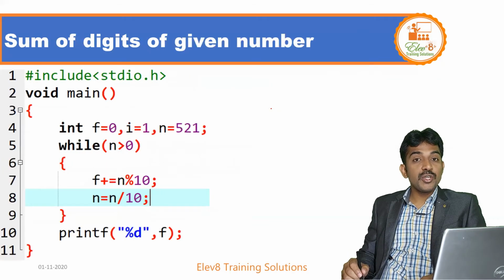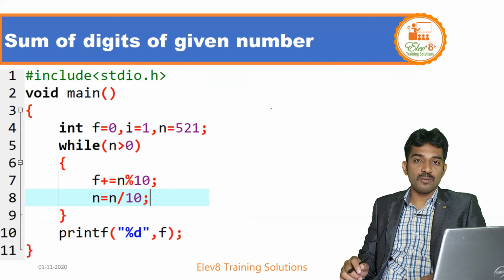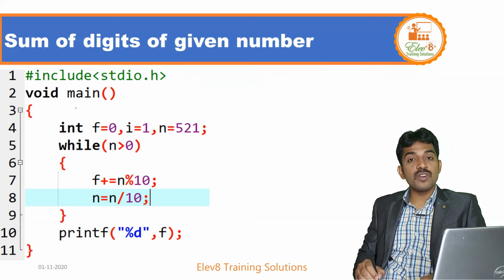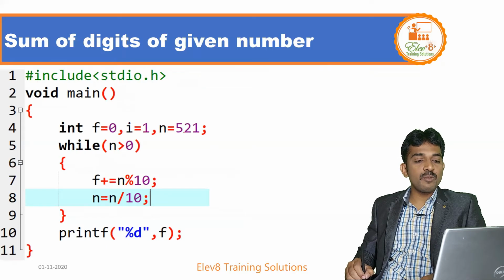Coming to the next case, you don't know how many iterations are going to happen. This is indefinite, so you go for the while loop. For example, I want to find the sum of digits of a given number. For example, my number is 521.